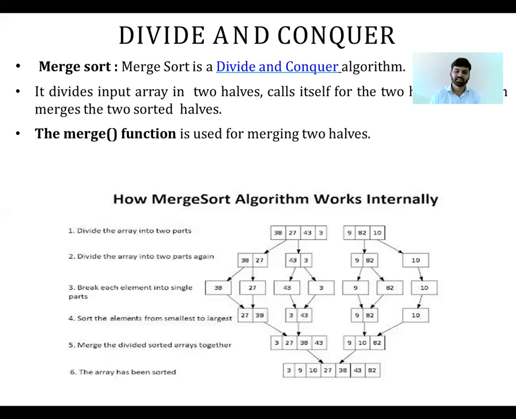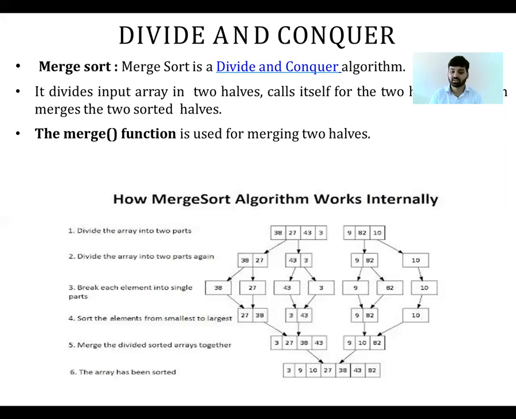First we have to divide our array into two parts. Here we have taken 7 elements, and it is divided into two parts. In the first part there are 4 elements, and in the second part there are 3 elements. These 4 elements are again divided into two subparts, that is 38, 27 and 43, 3. Then the 3 elements in the second part are also divided into two subparts, that is 9, 82 and 10.